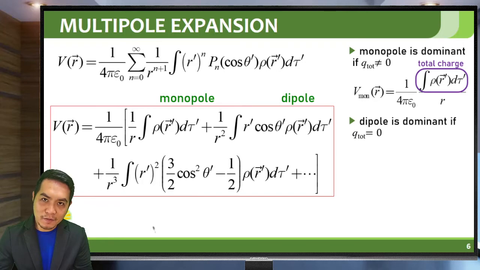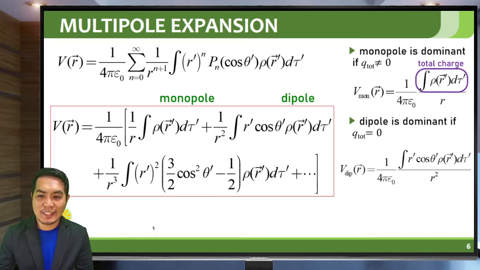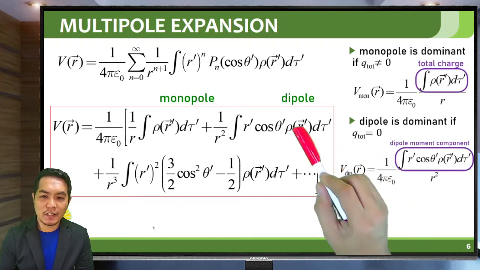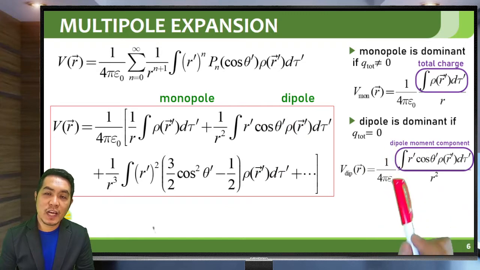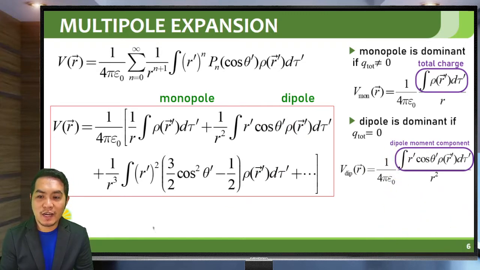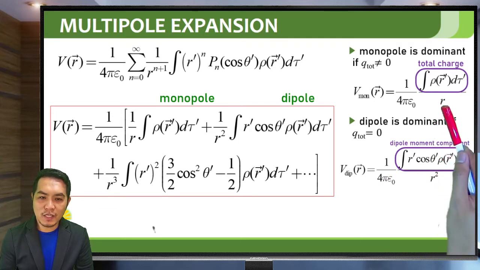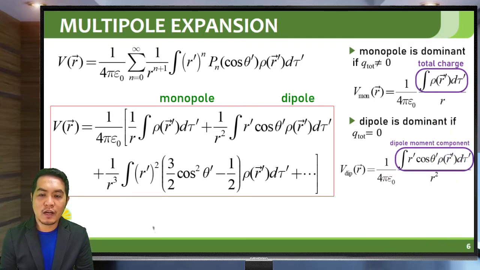So in the event that the total charge of your given system is 0, then there will be no monopole term, and the dipole is the dominant term if the total charge is equal to 0. So this is the dipole moment component again. This integral here is the dipole moment component along the r hat axis. So the monopole is 1 over r, the dipole is 1 over r squared.